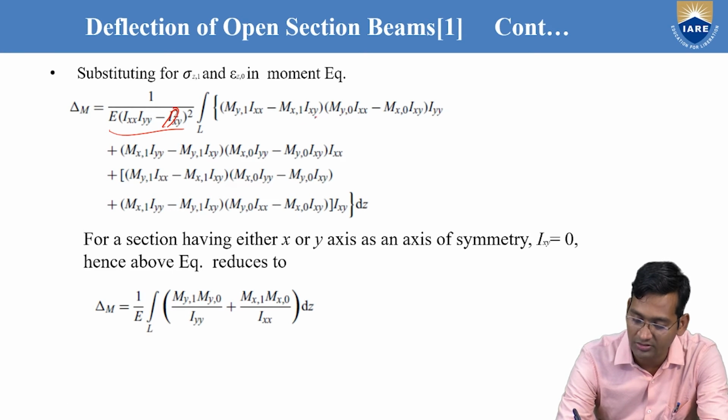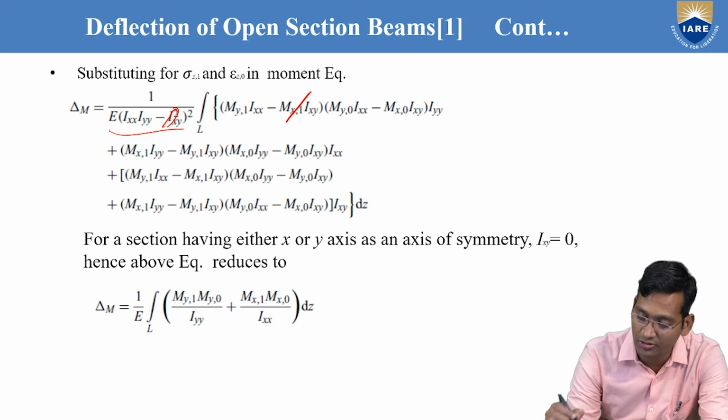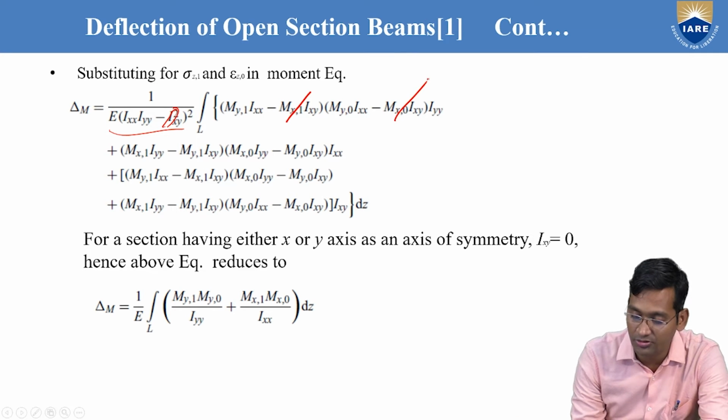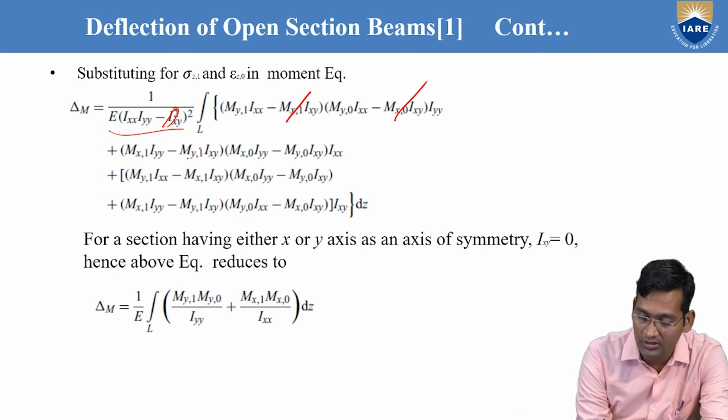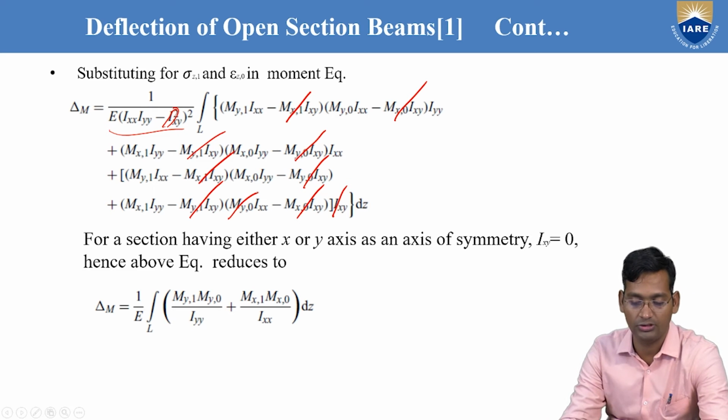So here it's multiplied by Ixy, so this term will be 0, this term will be 0, this term 0. So I'm just removing the Ixy terms, right? This whole thing will be 0 because Ixy is there. So this whole thing will be 0, right?